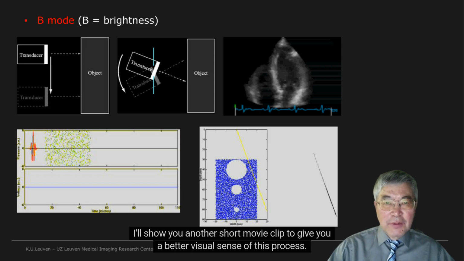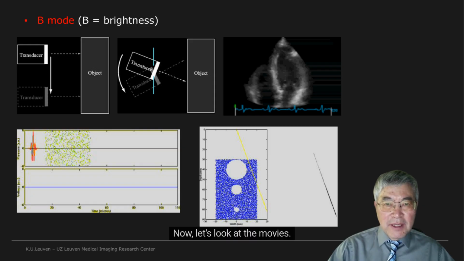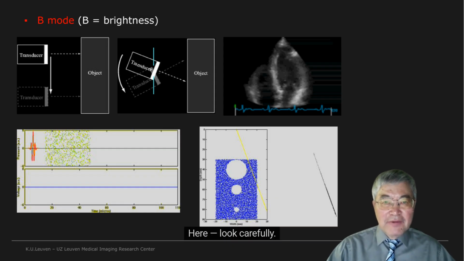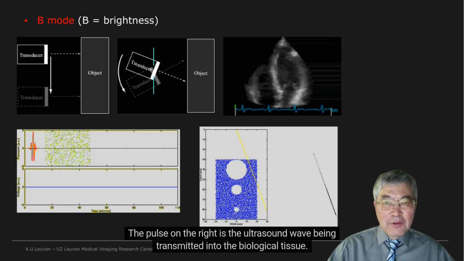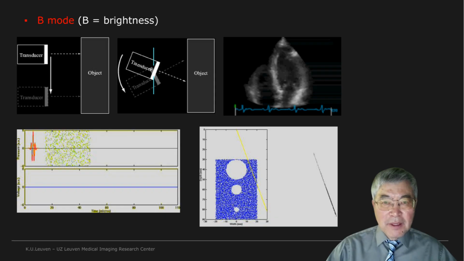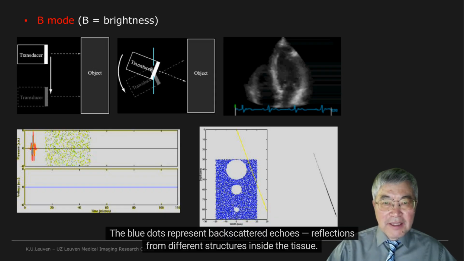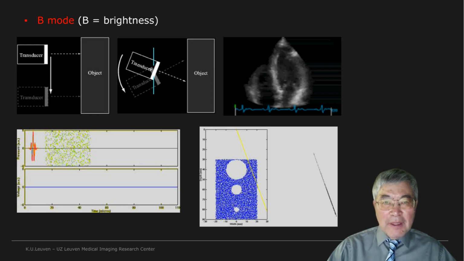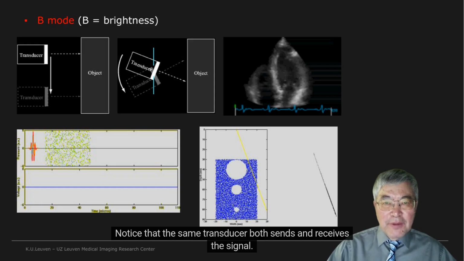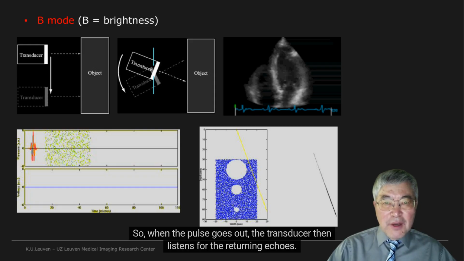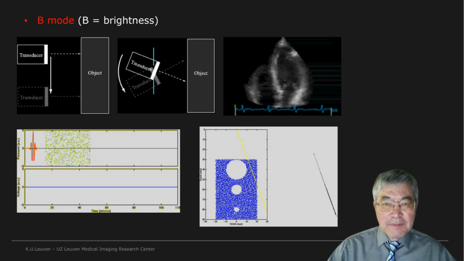I'll show you another short movie clip to give you a better visual sense of this process. Now let's look at the movies. First, you see the A mode. Here, look carefully. The pulse on the right is the ultrasound wave being transmitted into the biological tissue. The blue dots represent backscattered echoes, reflections from different structures inside the tissue. Notice that the same transducer both sends and receives the signal. So when the pulse goes out, the transducer then listens for the returning echoes.